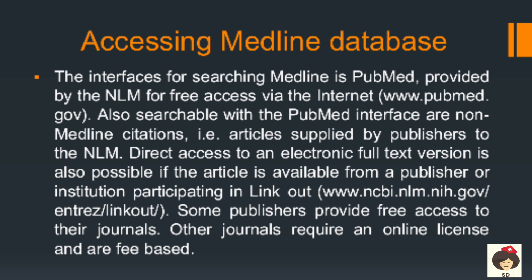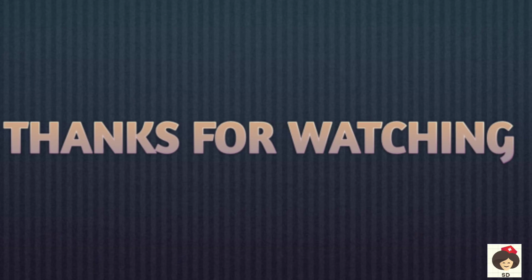The article is also available from a publisher or an institution. So directly from the publisher or the institution, you can access it through that link out. Some publishers provide free access to their journal, so all the full text will be provided free. Some require an online license or a fee to be paid to access the journal. So this is about the online search.